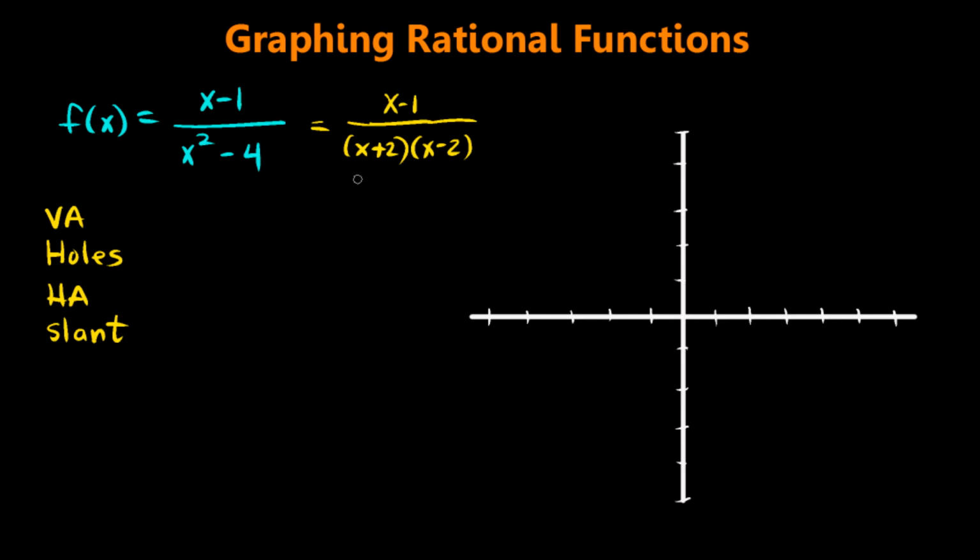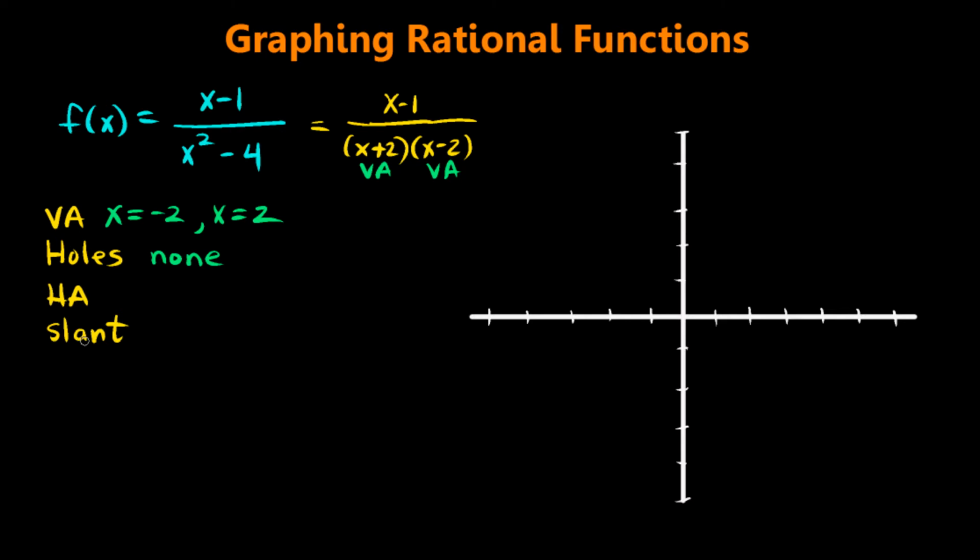So the first thing I'm looking for are common factors that show up in both the numerator and denominator, because that would indicate a possible hole. So there isn't. x plus 2 doesn't show up there, and x minus 2 doesn't show up there. So that means that both of these are vertical asymptotes and that there's no holes. So x equals negative 2 and x equals positive 2 are both vertical asymptotes.